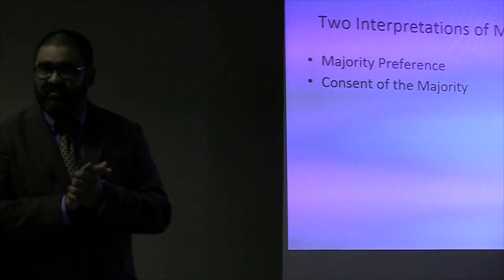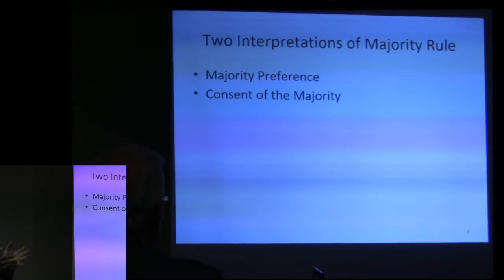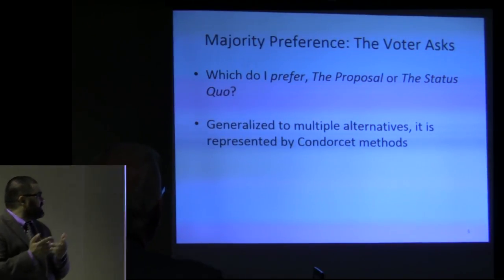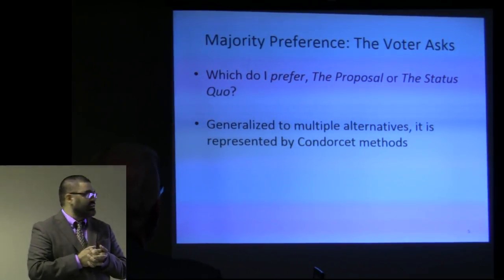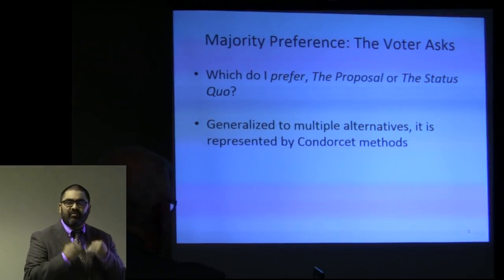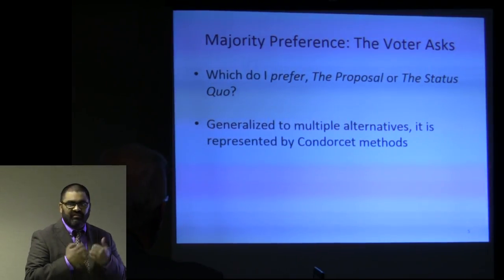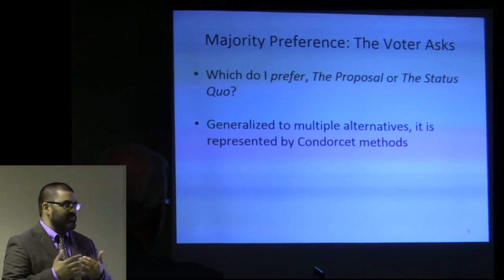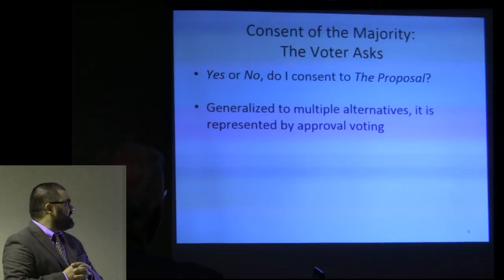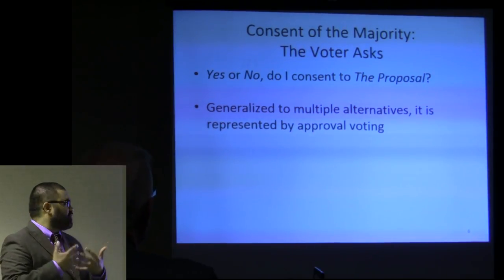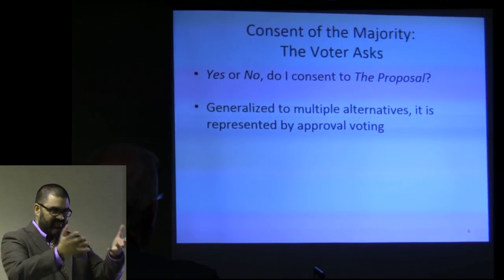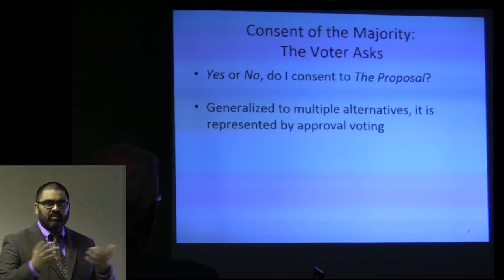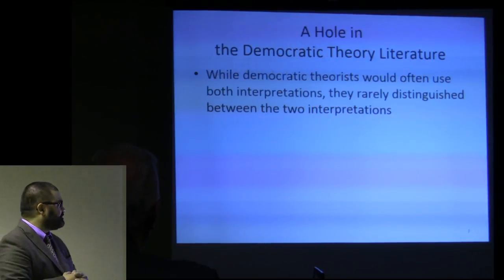First, there are two interpretations of the majority rule in the literature. One is majority preference, the other is consent of the majority. In the majority preference interpretation, the voters ask, which do I prefer, the proposal or the status quo? Generalized to multiple alternatives, this is represented by Condorcet methods. The second interpretation is consent of the majority. The voter asks, given that they're confronted with a proposal, yes or no, do I consent to the proposal? When generalized to multiple alternatives, this is represented by approval voting.